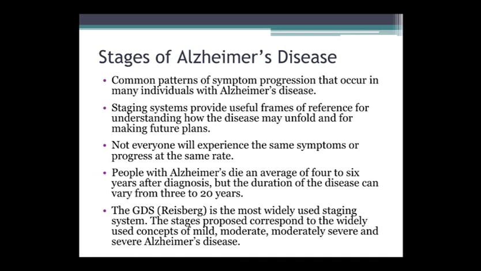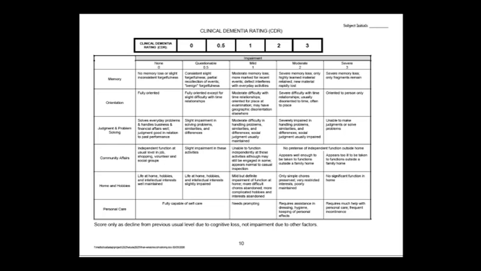The most widely used staging system is the Global Deterioration Scale proposed by Dr. Reisberg. And it corresponds widely to what is usually known as mild, moderate, and severe, or mild, moderate, moderately severe, and severe Alzheimer's disease. So I'll try to show you the overlap.